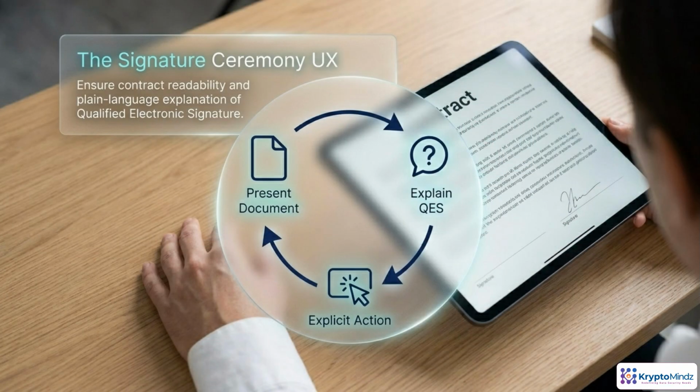The signature ceremony is where user experience and legal compliance meet. Treat it as a mini flow with three goals. First, the user must really see and understand the contract. Readable text and clearly highlighted key terms. Second, they need a plain language explanation of what a qualified electronic signature means, including its legal effect. Third, there has to be an explicit, conscious action to sign, something stronger than a passive checkbox. When these three work together, you reduce disputes and build user trust.